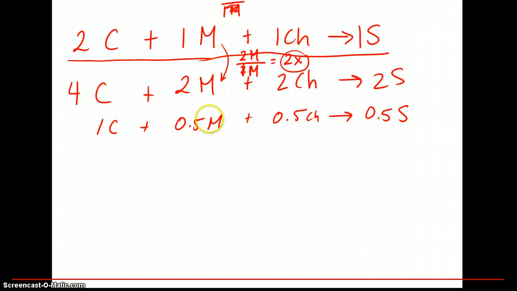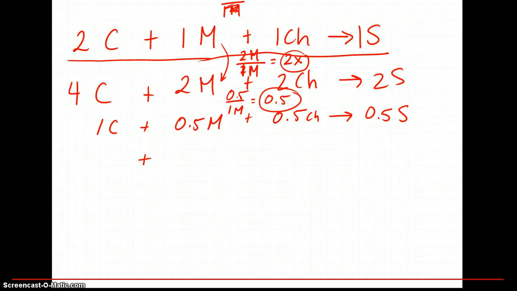How did I figure this out? Same idea, is I figured out what I have, and I knew that I have half of that. So that works out to be that I need to multiply everything by 0.5. So we can even take it one step further.